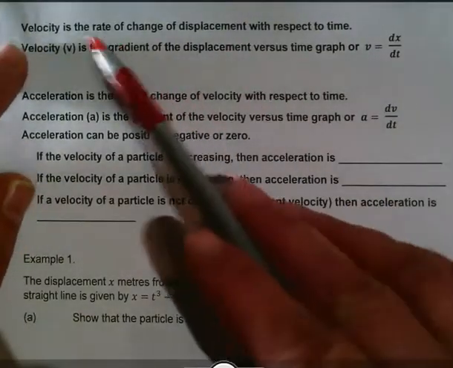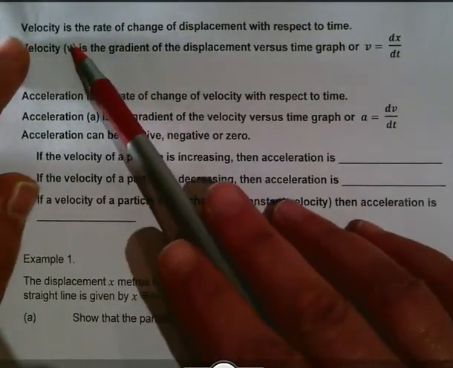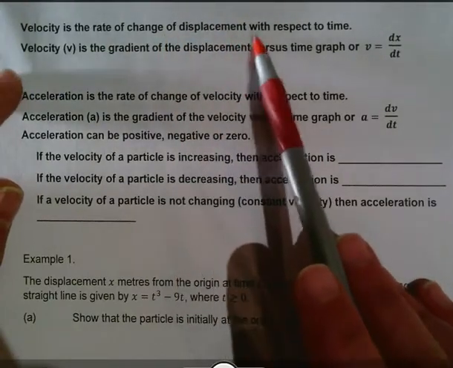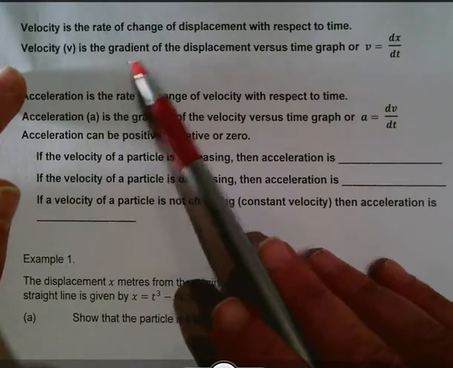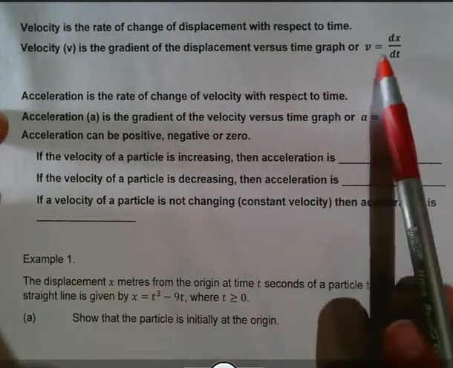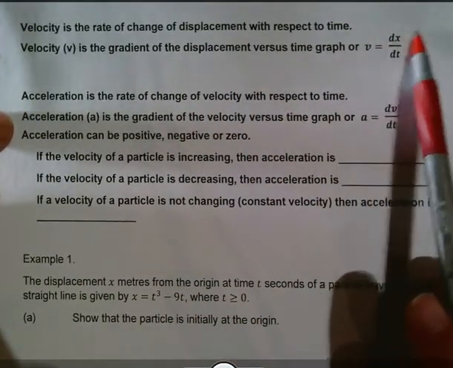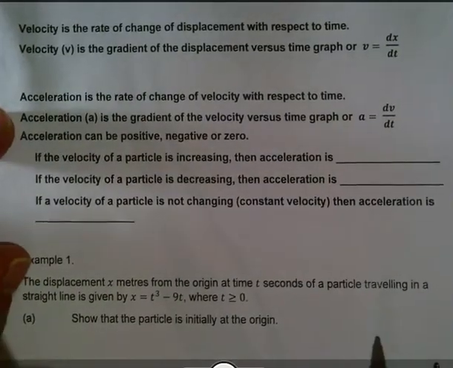Okay, velocity, just looking at the rest of the booklet. Velocity is the rate of change of displacement with respect to time. We spoke about that before. So it's the gradient of the displacement versus time graph, or it's dx/dt.